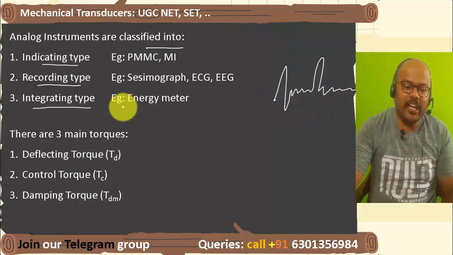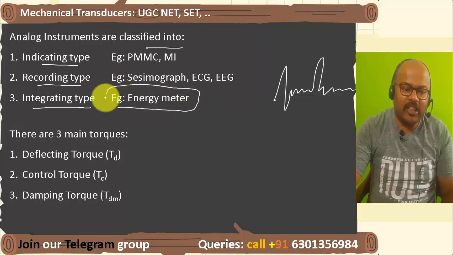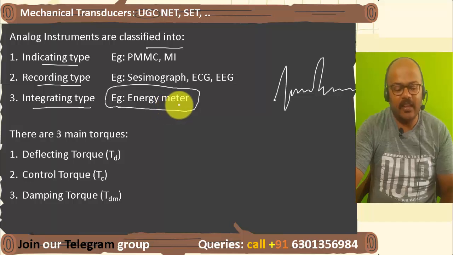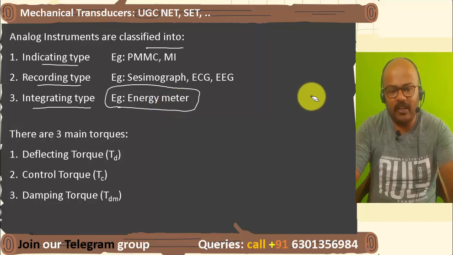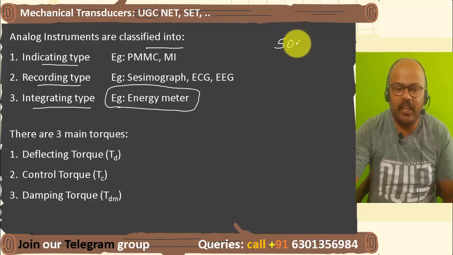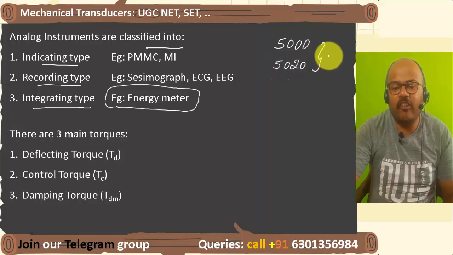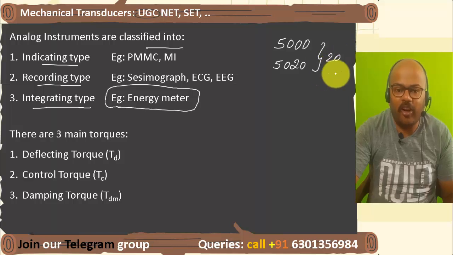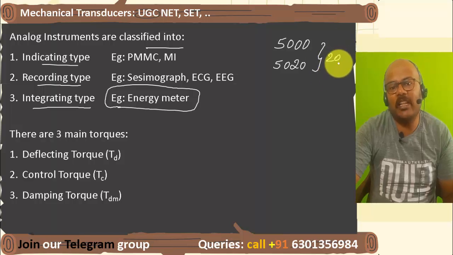In the case of integrating type, the current value is added to the previous value and so on. Say suppose your power bill reading is 5000. After 30 days, if it is 5020, then for 20 units of power you have to pay the power bill.